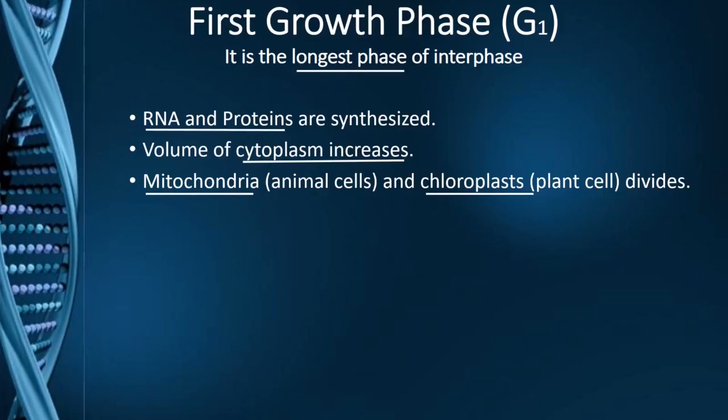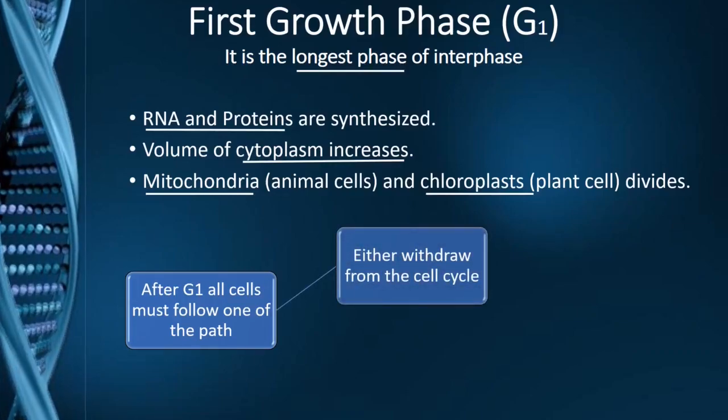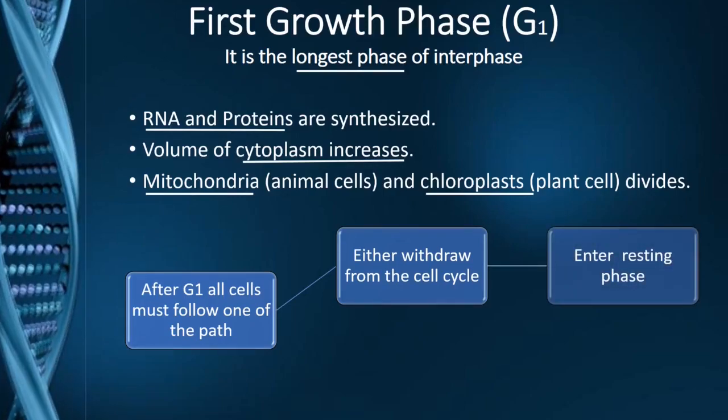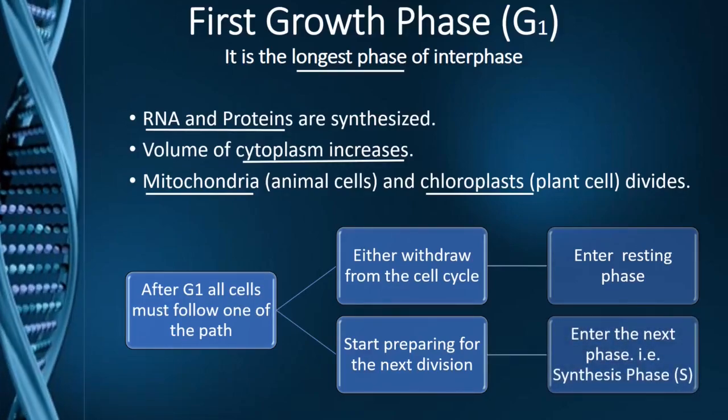But what happens after G1? After G1, all cells must follow one of two paths. Either withdraw from the cell cycle. If the cell withdraws from the cell cycle, then it is going to enter the resting phase. If the cell starts preparing for the next division, then it will enter the synthesis phase of interphase.